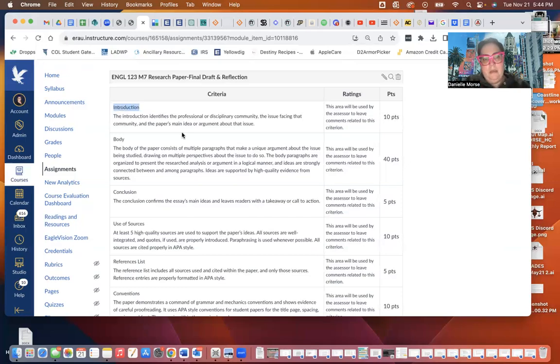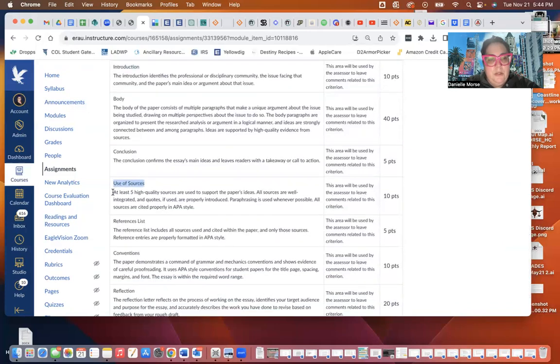So what should I do in the introduction? What should I do in the body? What should I do in the conclusion? How sources are used. And this is also where it says you have to have 5 high quality sources to support the paper's ideas. All sources are well integrated and quotes, if used, are properly introduced. That's called signposting. Paraphrasing is used whenever possible. All sources are cited properly in APA style.